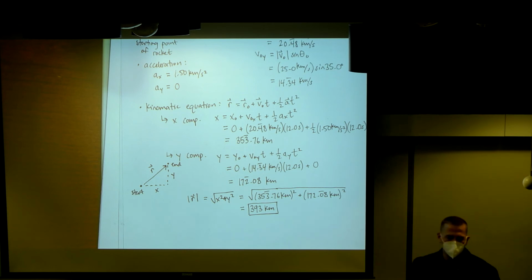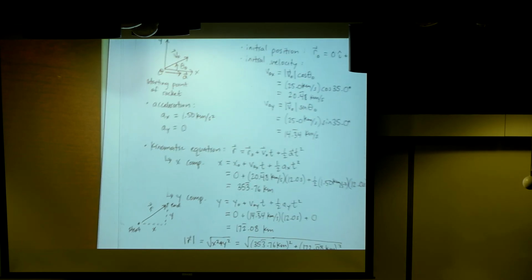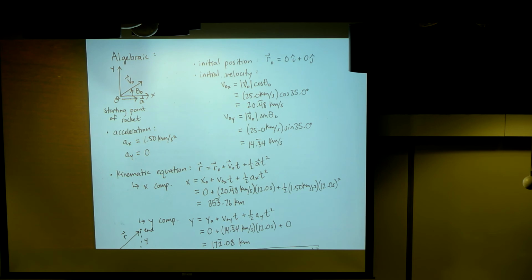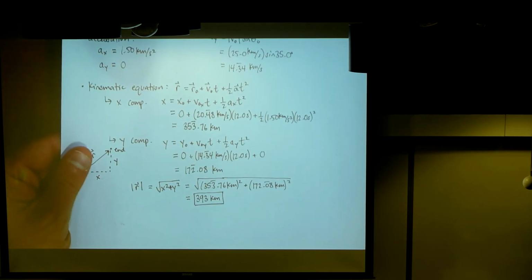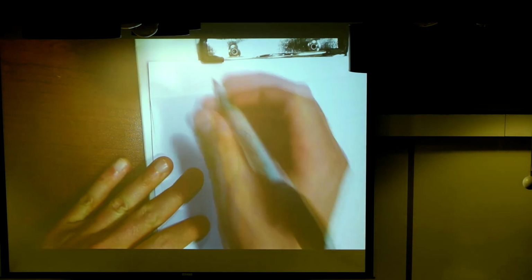Okay, hopefully you see how this works. Let's try this the other way. That's the algebraic method. We write a separate equation down for the x and y motions, and then we put it all together at the end. Let's do this the graphical way. Okay, so we're actually doing the same problem, and we're just going to see that we get the same answer. Okay? So here's the graphical method.